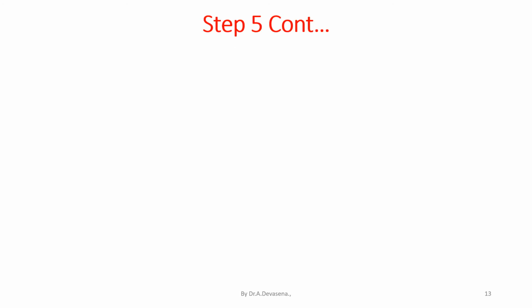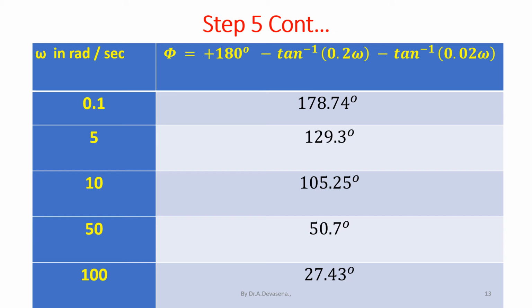Phase plot table: omega in radians per second and phi. For omega equal to 0.1 radians per second, the total phase angle phi is equal to 178.74 degree. Here we have substituted omega equal to 0.1 in the above equation: phi is equal to plus 180 minus tan inverse of 0.2 omega minus tan inverse of 0.02 omega. And for omega equal to 5 radians per second, the total phase angle is 129.3 degree.